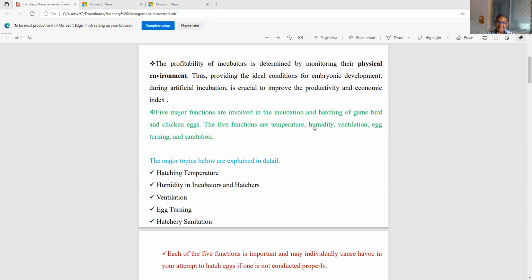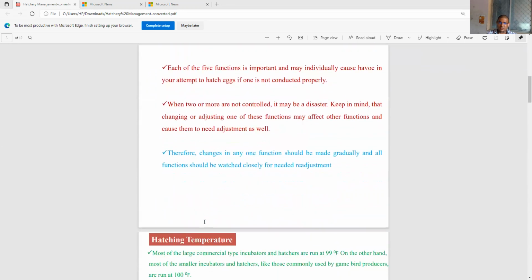So there is a need to modify the physical environment and produce ideal conditions for embryonic development during artificial incubation. This is crucial to improve productivity and economic index. All the components must be implemented.